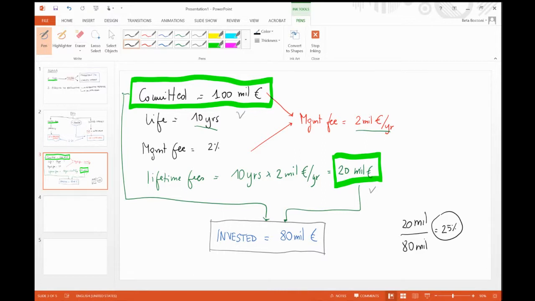So this means that the general partner must be very skilled in order to identify investments that are really able to, in a sense, generate sufficient money for the investors to fully recover the amount of fees that have been paid. Okay? This is just to remind you the concept of lifetime fees. Lifetime fees are a sunk cost for the investors.